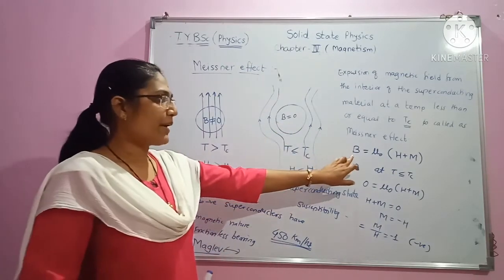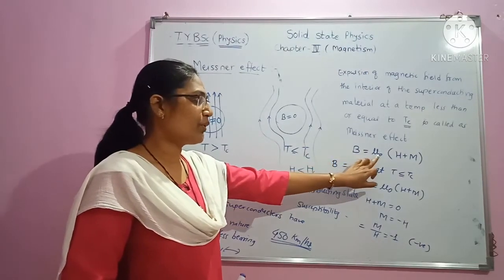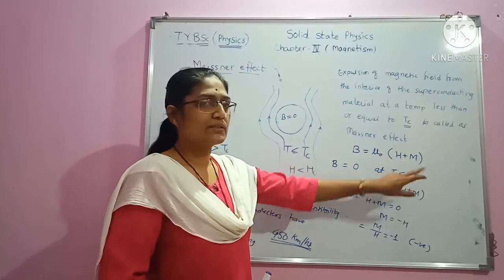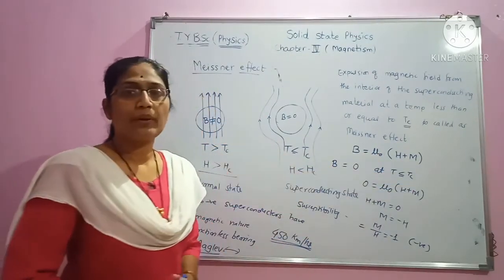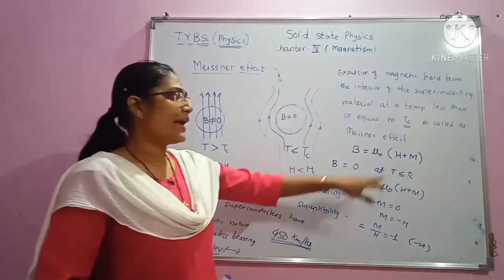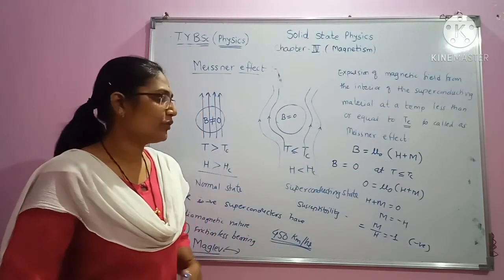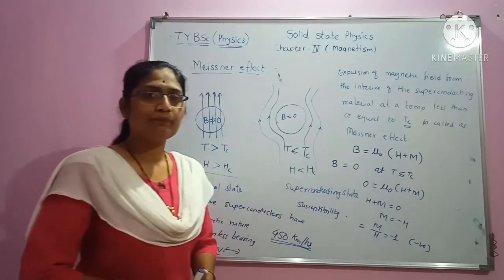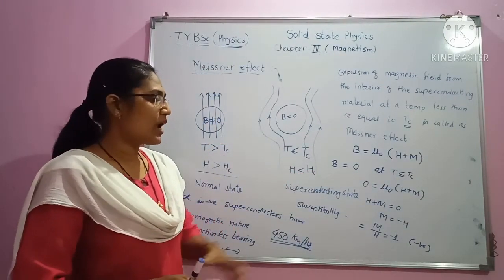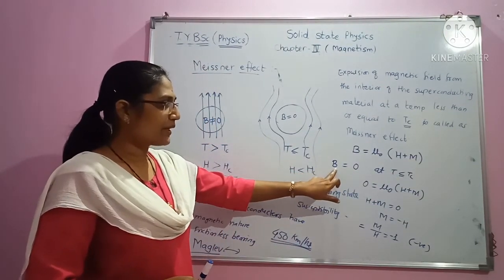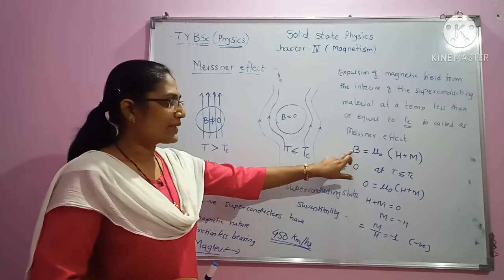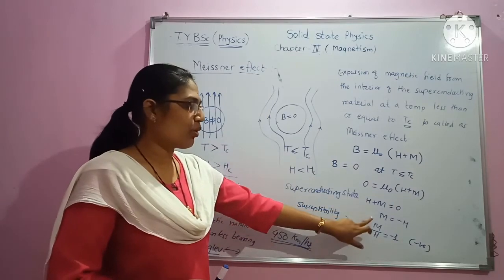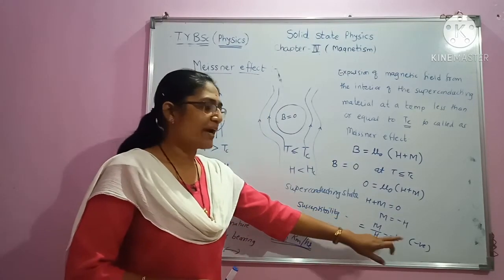We know that magnetic induction is given by the formula mu 0 into bracket H plus M, where mu 0 is the permeability of free space, H is called the applied magnetic field, B is called the magnetic induction, and M is called the magnetization produced. As in the superconducting state B is equal to 0, by substituting this value in this equation, we have obtained the ratio of M upon H as minus 1.